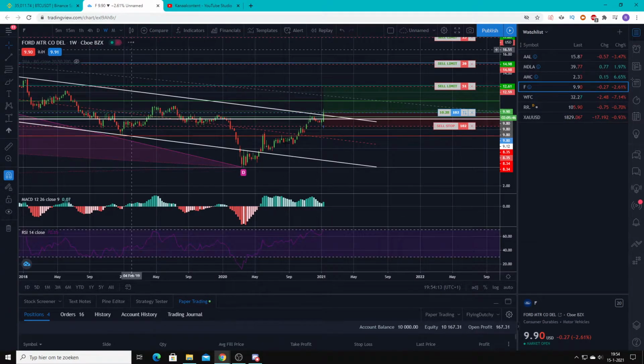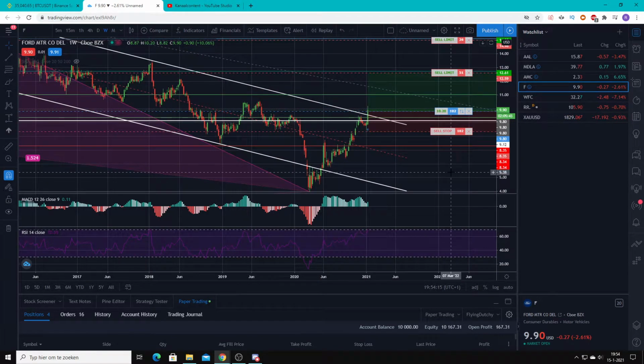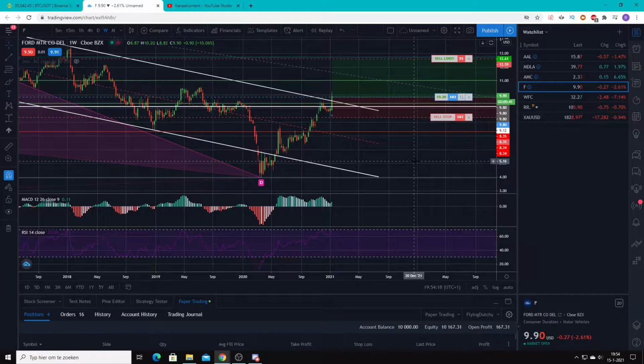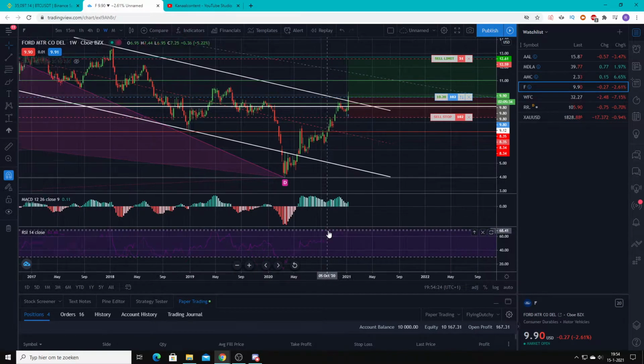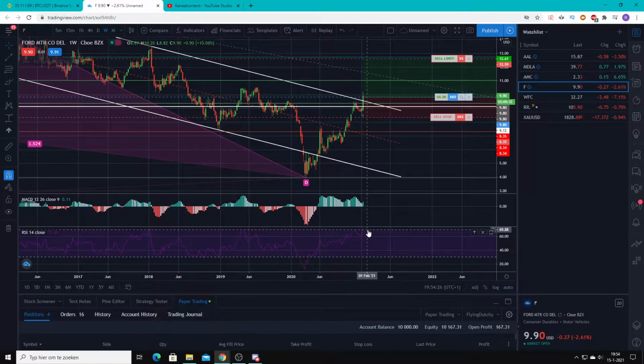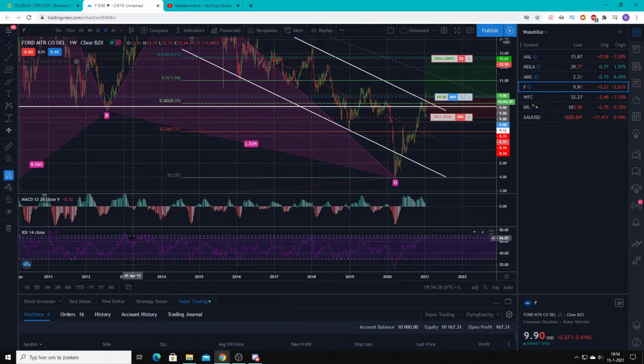Now when we go to the weekly, I cannot find any divergences on our indicators. We make higher lows, and RSI is doing the same. Now it is getting close to oversold. And every time this stock went to oversold, it got a retracement.